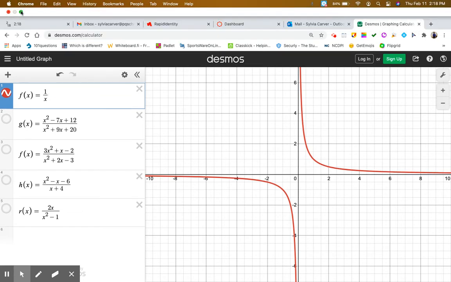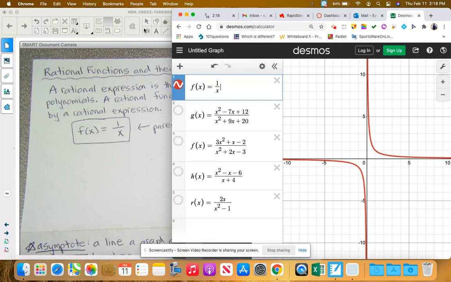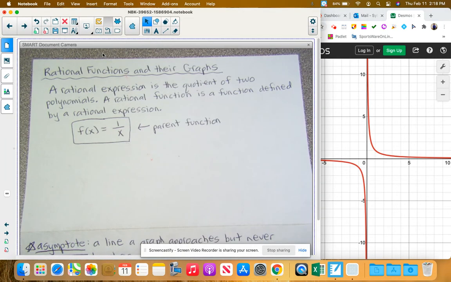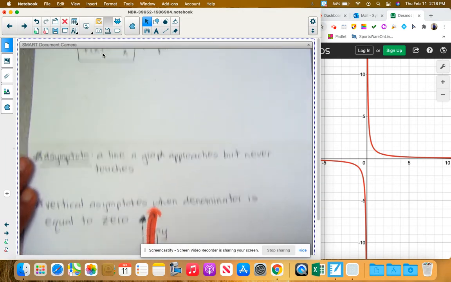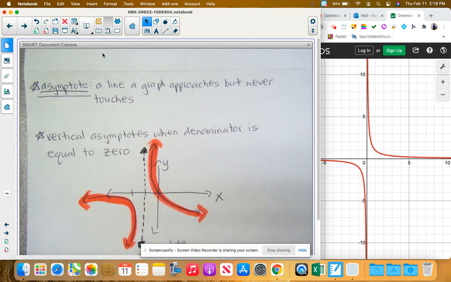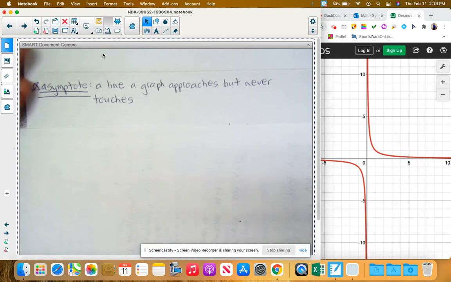Now I want to introduce a new word to you, and then I'll show you how to find it in your graph. So let me get rid of that for just a second. The new word for today, I want you to write down, is asymptote. And don't worry about that bottom part just yet. I just want to talk to you about what an asymptote is.